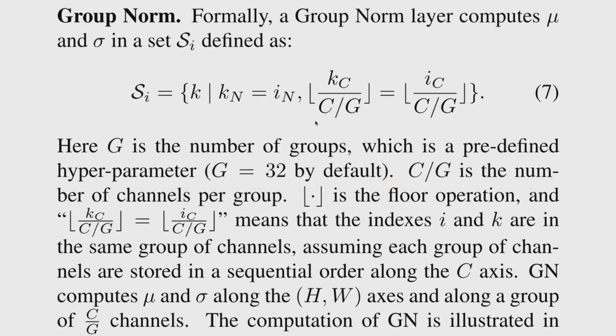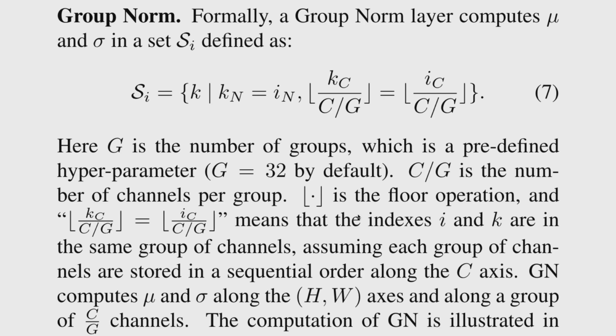So here we go. Group norm is a little more involved, so I've just put the explanation because it's a little easier to parse than the actual formula. But we are fixing one item in the batch at a time. So we're looking at one image at a time. There's the batch independence. And then we're looking at each set of channels in a given group at one time. So G is the number of groups, 32 by default. C divided by G, so channels divided by groups, is the number of channels per group. This is the floor operation. And this Kc over C divided by G equals Ic over C divided by G.